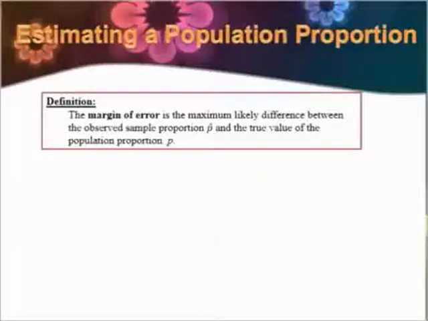The margin of error is the maximum likely difference between the observed sample proportion p hat and the true value of the population proportion. So if we're trying to estimate a population proportion and we've taken a sample and calculated the sample proportion, the margin of error is the maximum likely difference between those two.